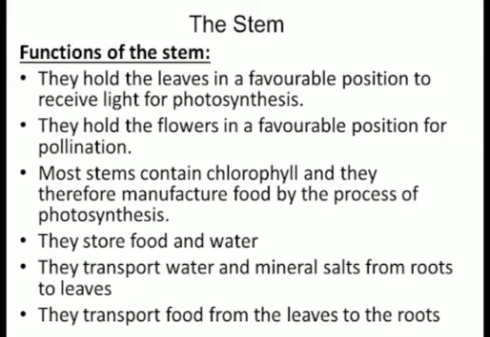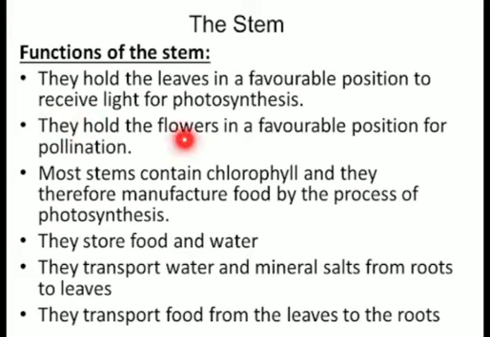The main functions performed by the stem are, first, the stem holds the leaves in a favorable position to receive the light for photosynthesis. What I mean to say by this is that the leaves in the plant are held in a favorable position, that is, they are present at such a place that they get the maximum sunlight, and this is made possible by the increasing length of the stem.